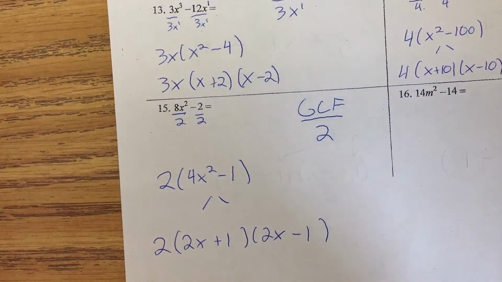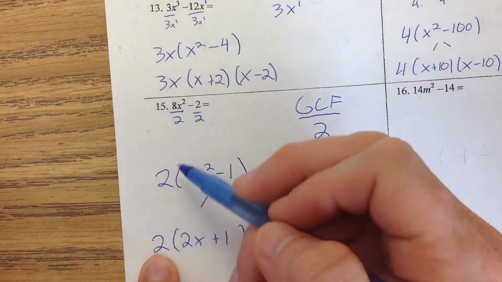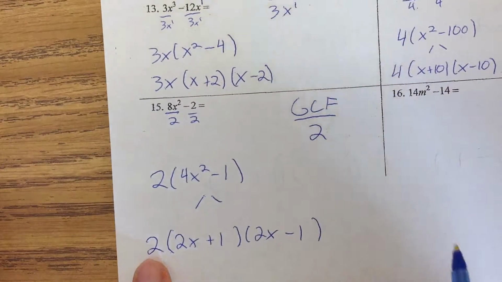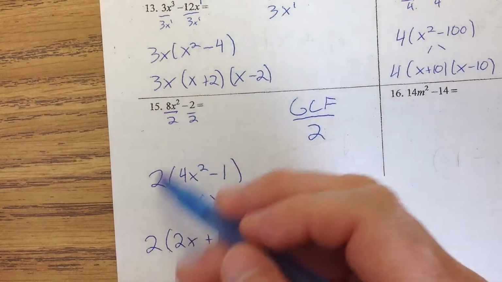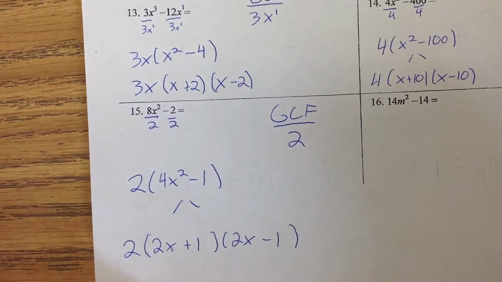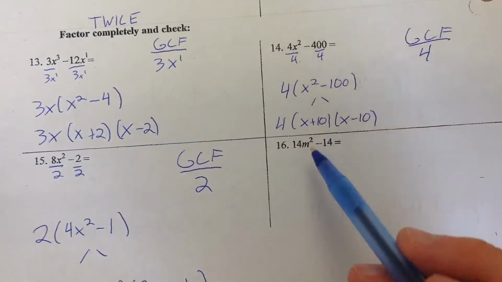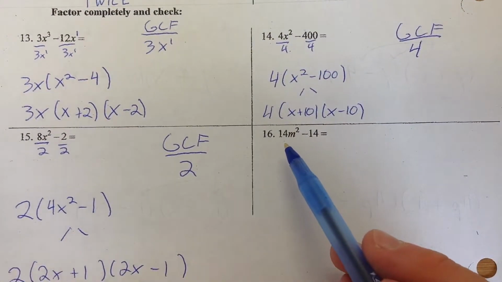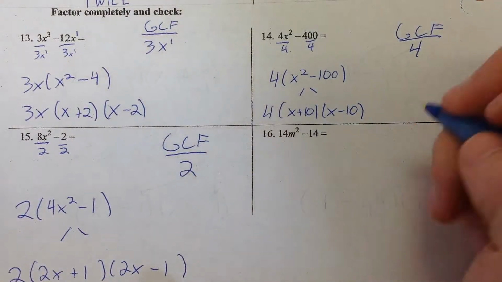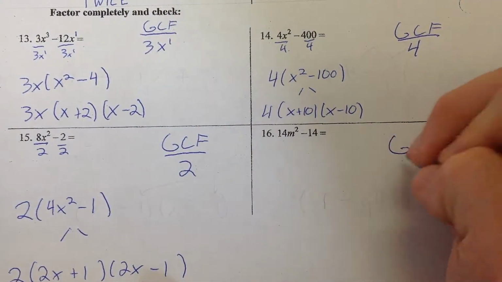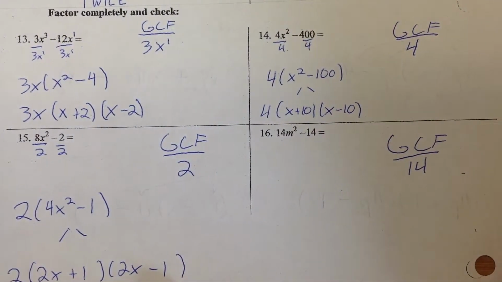Now, one of the biggest mistakes we see on these problems is kids just forget to keep bringing this 2 down, and the 2 just sort of disappears, and then they lose a point. So you got to make sure that all of these pieces stay in place and they don't just kind of vanish.